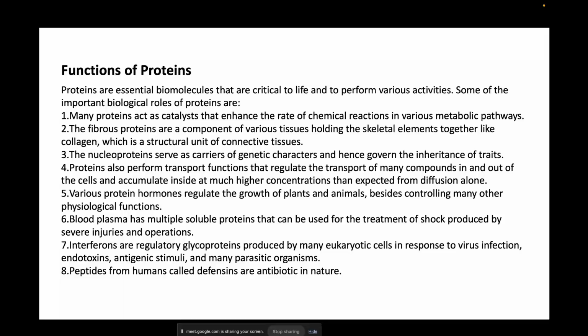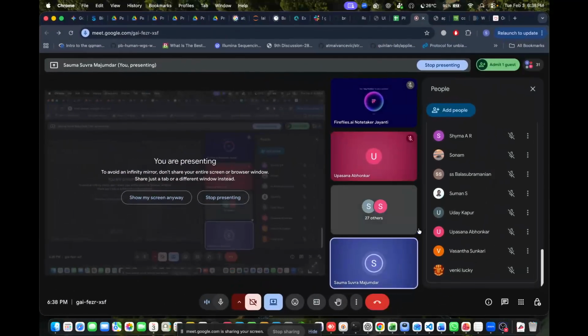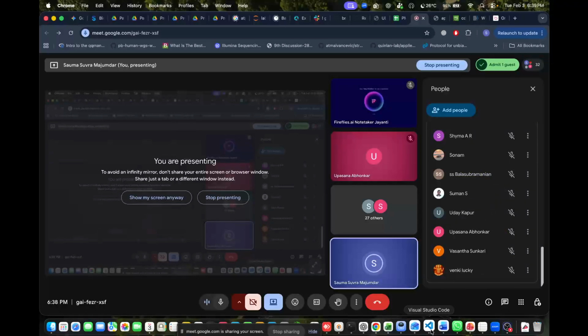These are regulatory glycoproteins produced by eukaryotic cells in response to virus infection, endotoxins, antigenic stimuli, and many parasitic organisms. So these interferons act as signaling molecules, similar to hormones. Some of the proteins might also be antibiotic in nature, which can kill harmful pathogenic bacteria and other small microorganisms. This slide just tells you about the level of functions the proteins are involved in. From any kind of function you can think of, the proteins are involved in that.